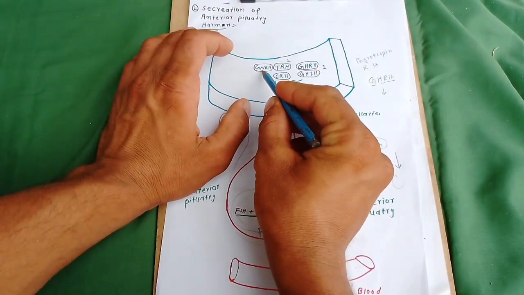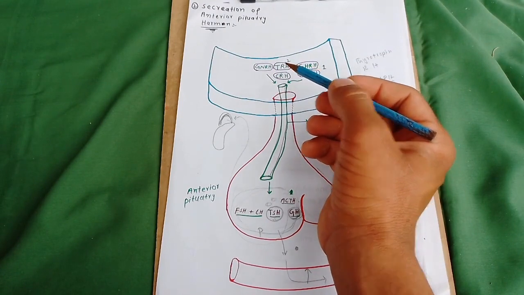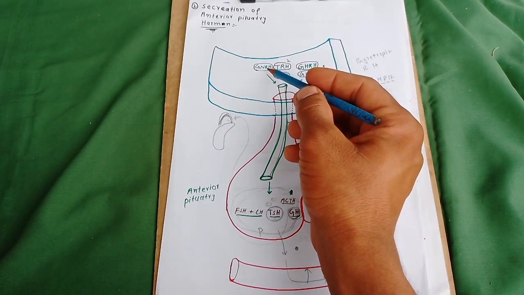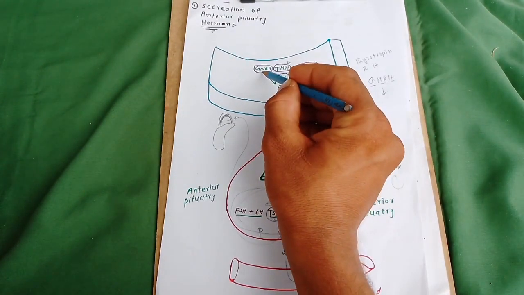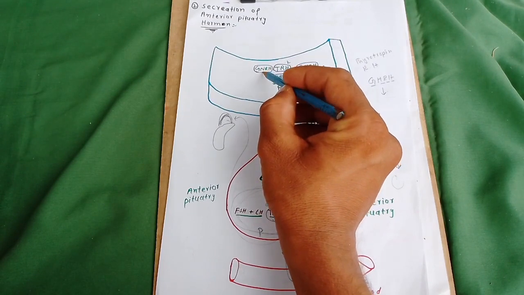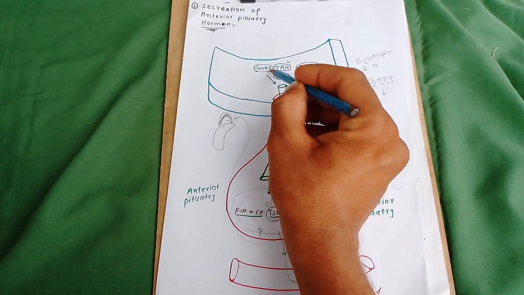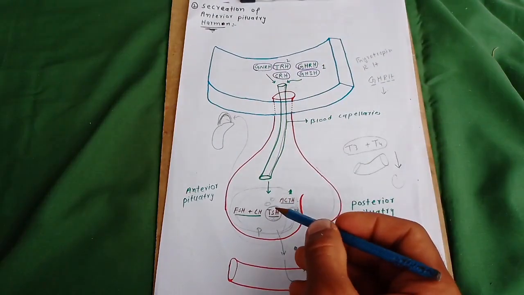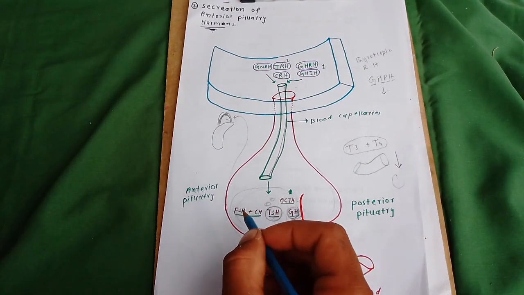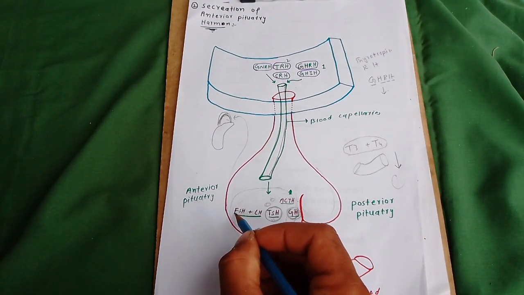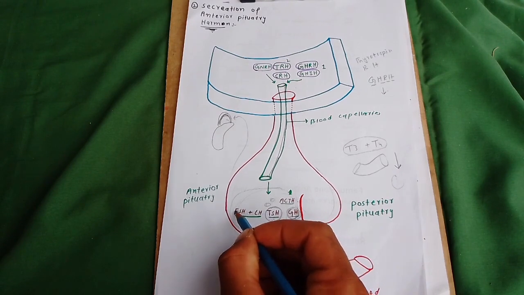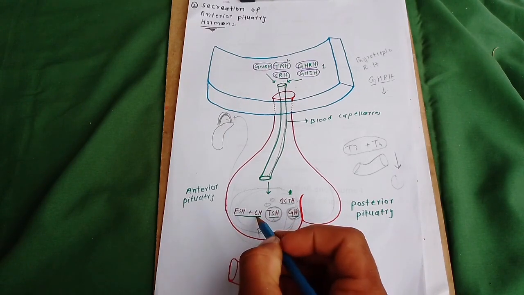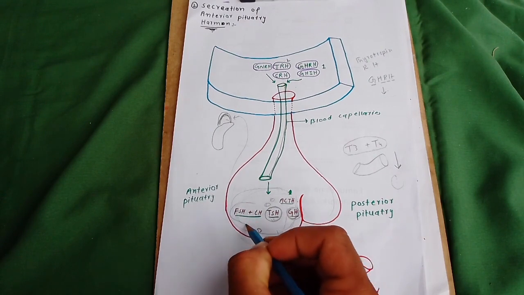GnRH, gonadotropin releasing hormone. This is the GnRH, gonadotropin releasing hormone. This is the factor which goes to this area and stimulates the release of follicle stimulating hormone and luteinizing hormone. These are the two hormones.